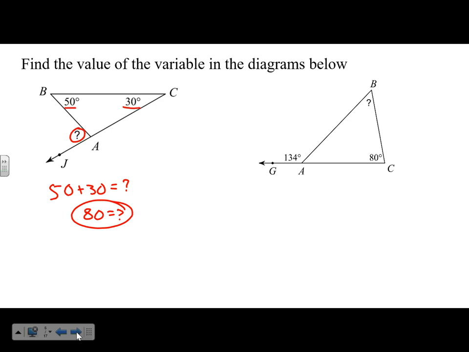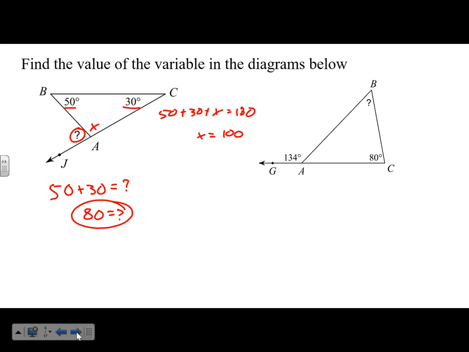Now again, you could actually use the triangle angle sum theorem on this, where we know all the angles inside of a triangle have to add up to be 180, because I know 50 and 30 and this angle have to add to be 180. So that ends up being 50 and 30 plus x is 180. When you solve that, you end up getting x is equal to 100.